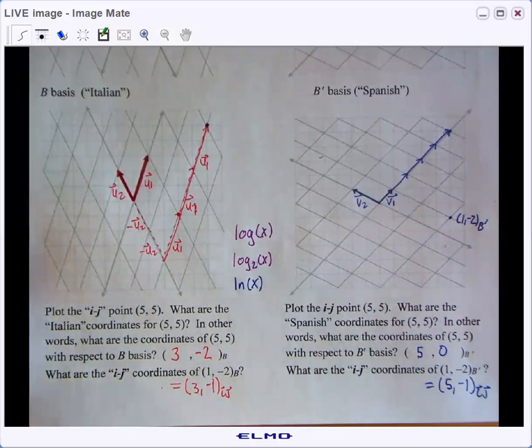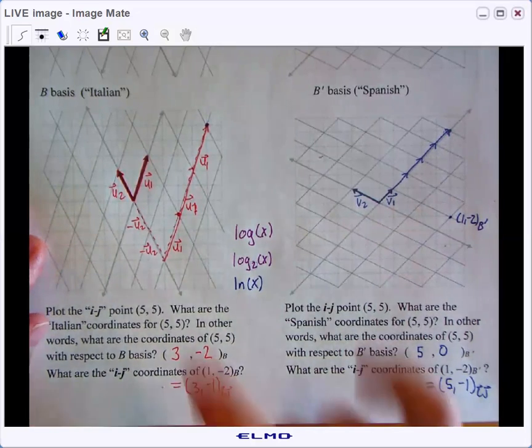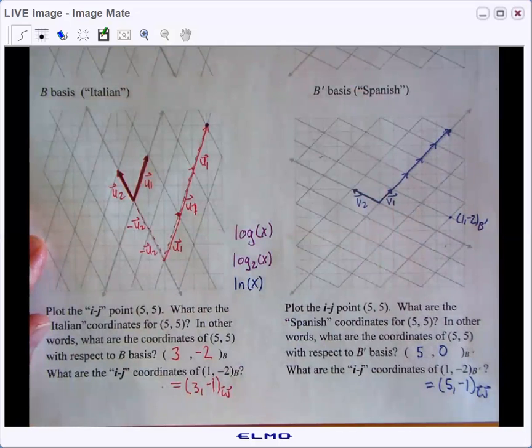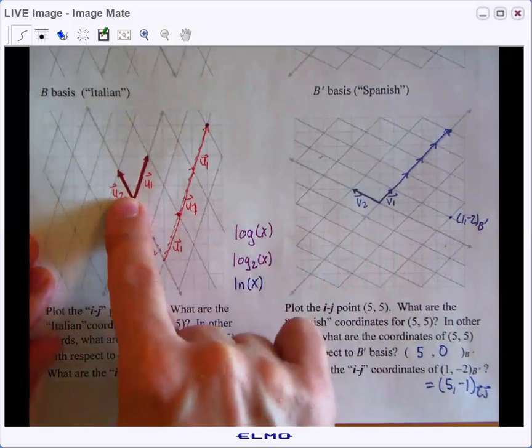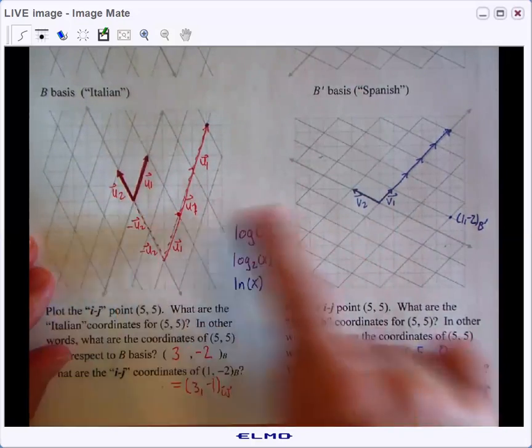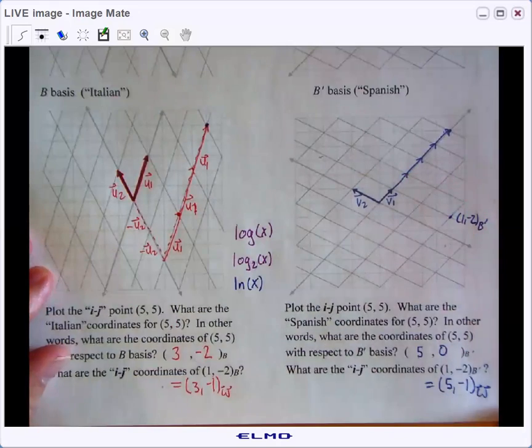Okay, so be careful. We've got not just 2, but even 3 languages going on here. So what if we needed to convert from the Italian coordinate system, the red coordinate system, to the blue Spanish coordinate system?